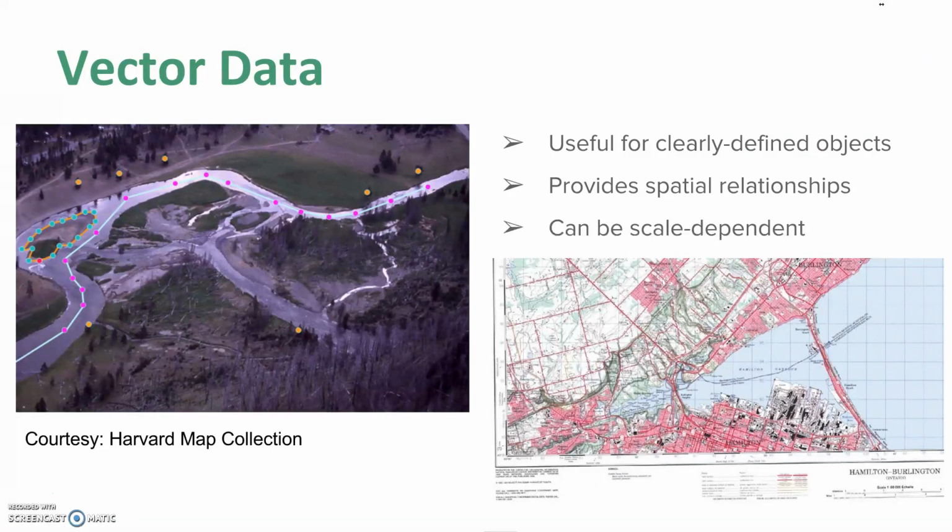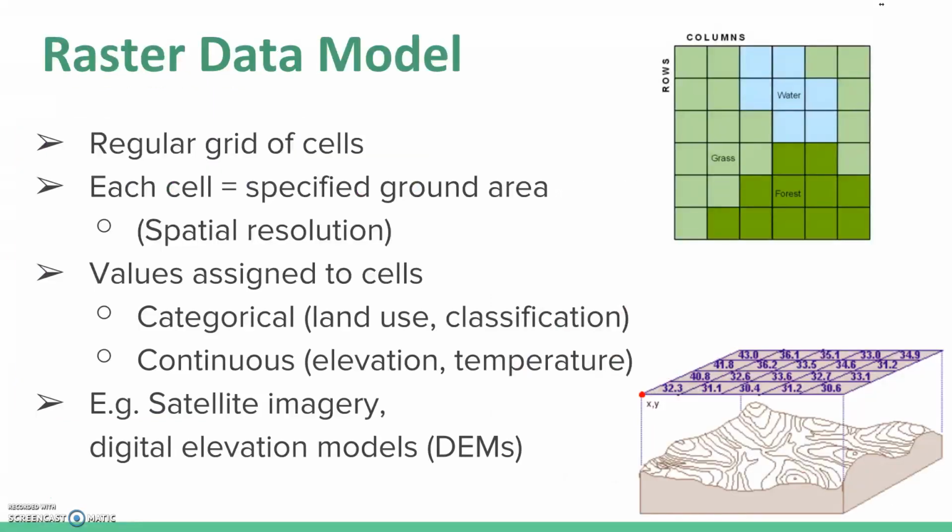So vector data is useful when we have clearly defined objects, and it's very nice because it also gives us information on the spatial relationships between items. But as I alluded to before, which type of vector we use can be very scale dependent.